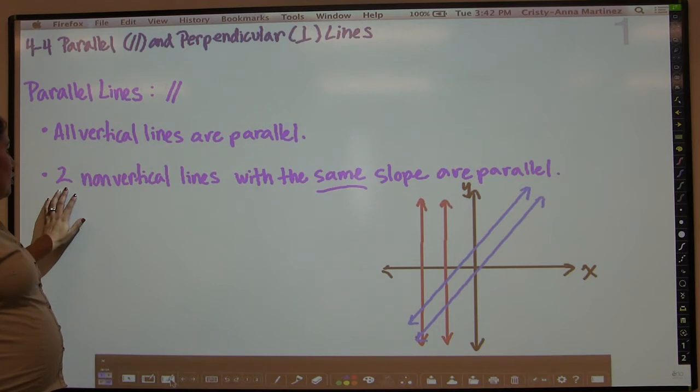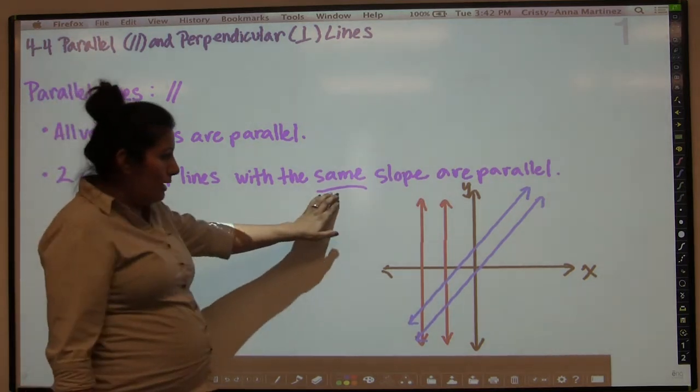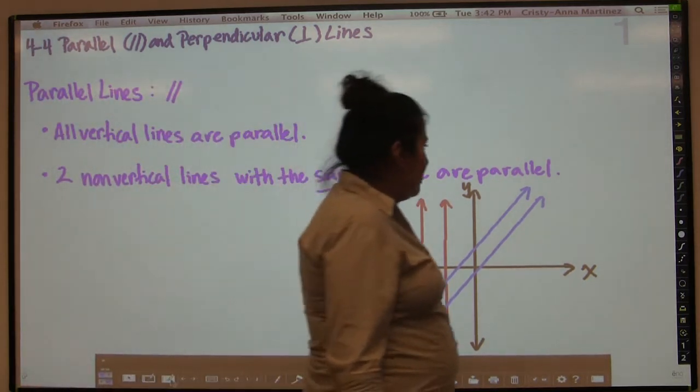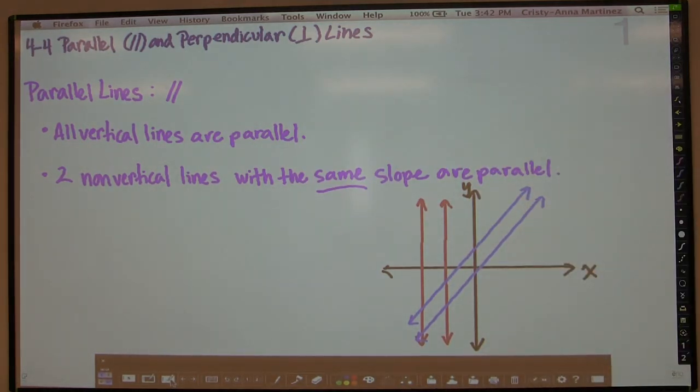And then if there are two non-vertical lines, as long as they have the same slope, then they're parallel. That's what's indicated here in the blue lines. They are parallel as well. So that's how we identify or define parallel lines.